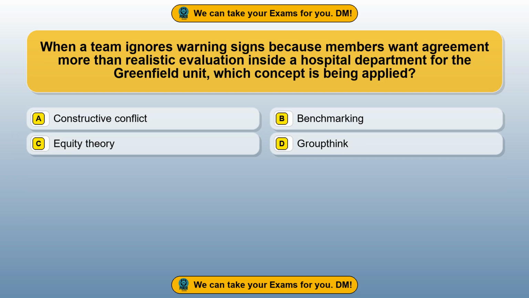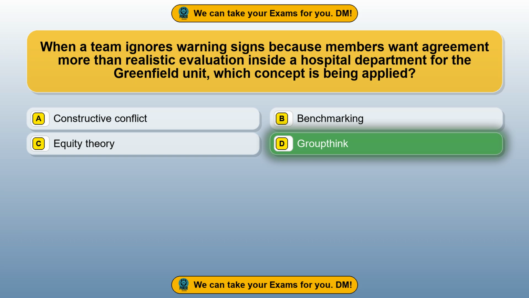When a team ignores warning signs because members want agreement more than realistic evaluation inside a hospital department for the Greenfield unit, which concept is being applied? Option A, constructive conflict. Option B, benchmarking. Option C, equity theory. Option D, groupthink. The correct answer is option D, groupthink.